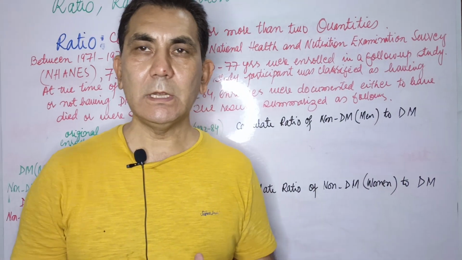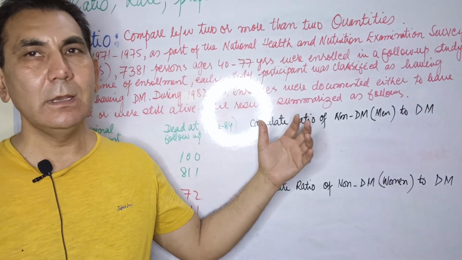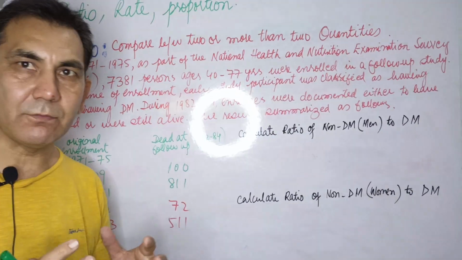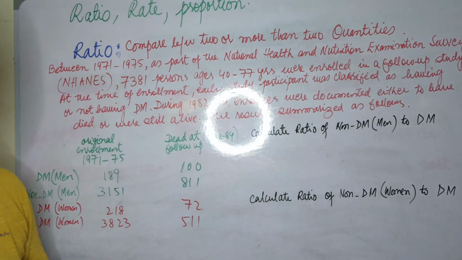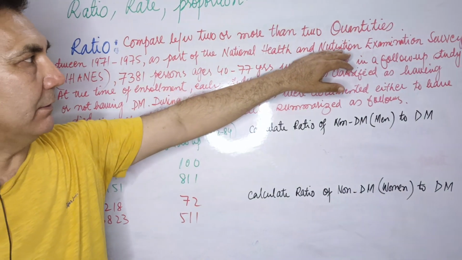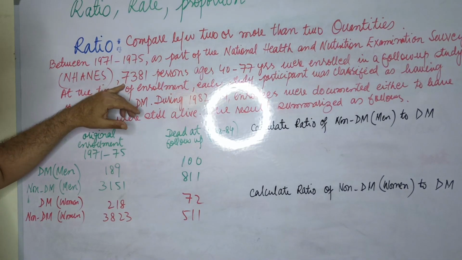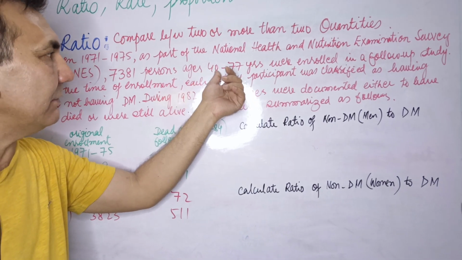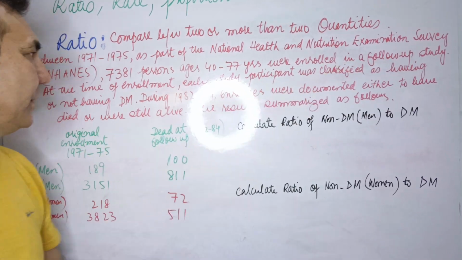Okay, let's clear the concept of the ratio through an epidemiological example. Here is a survey which was conducted between 1971 to 75 as part of the National Health and Nutritional Examination Survey, in which 7,381 persons between the ages of 40 to 77 years were enrolled in a follow-up study.